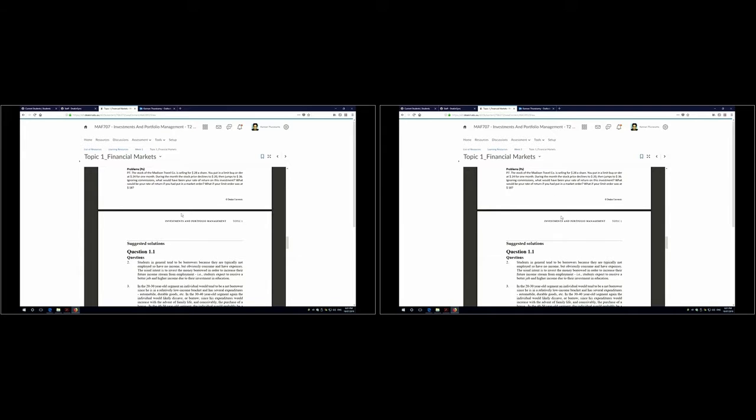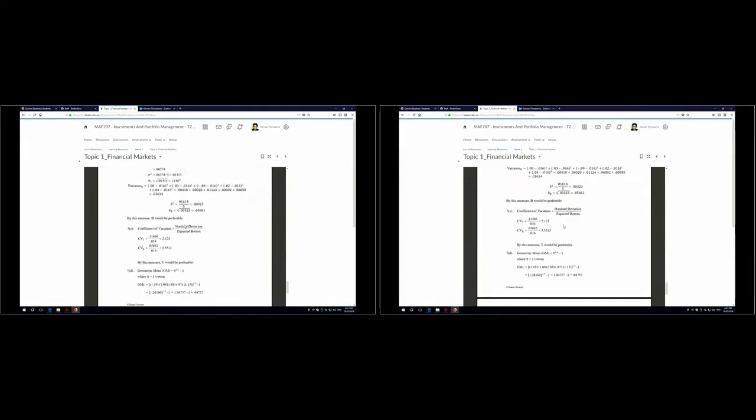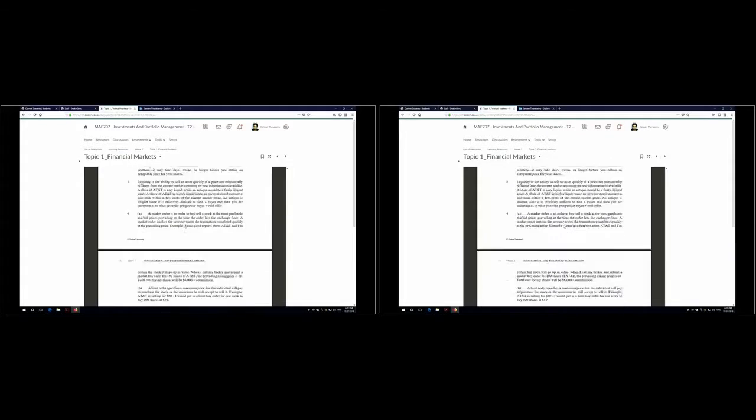So the return is 36 minus 24, given 24, it is 50% return.